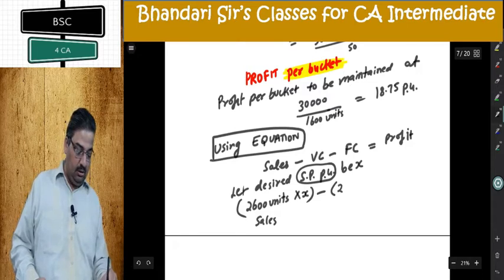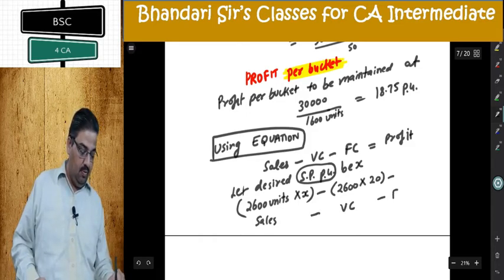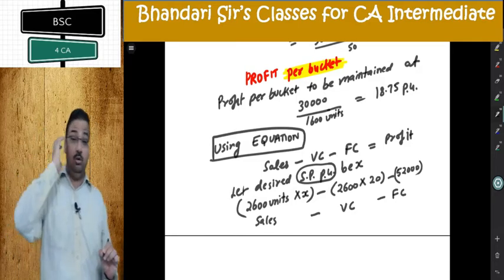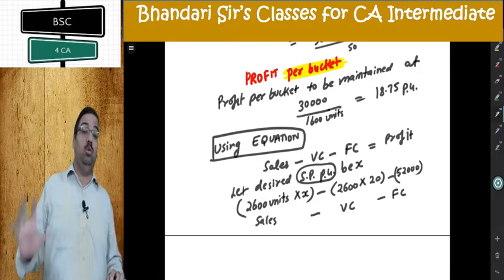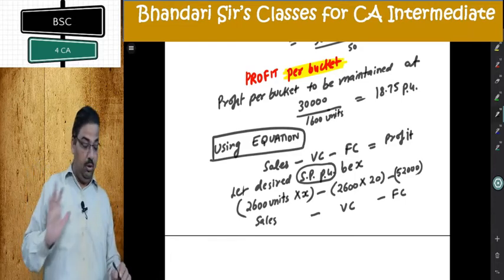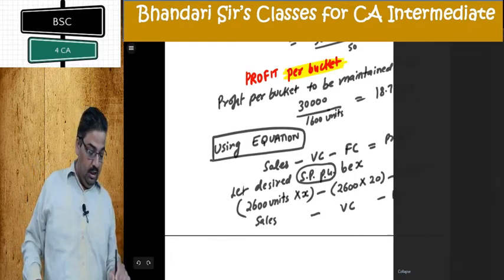Minus variable cost, 2600, 20 per unit does not change. Fixed cost 52,000. From where did I get 52,000? 50,000 was original and he is saying increase in fixed cost by 2,000. So total becomes 52,000 is equal to profit.